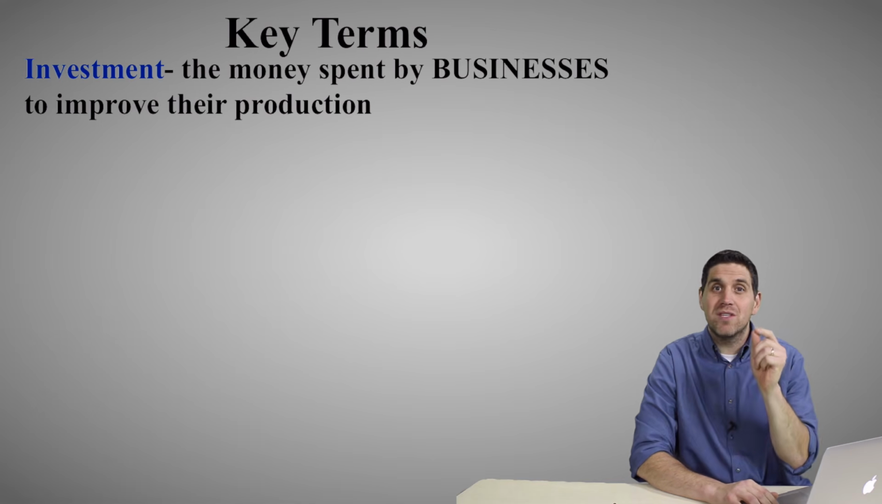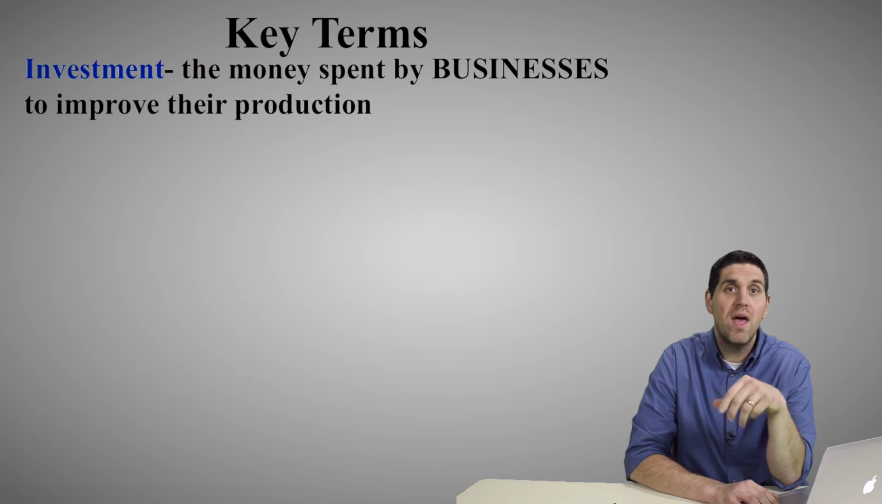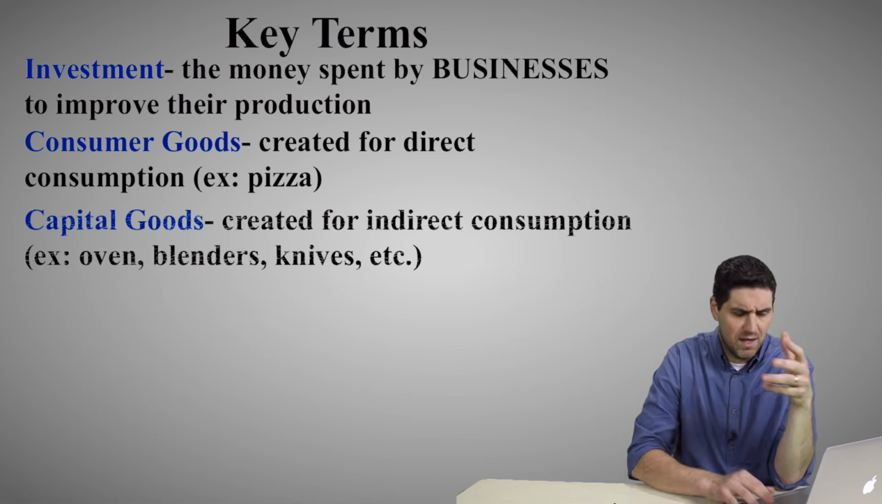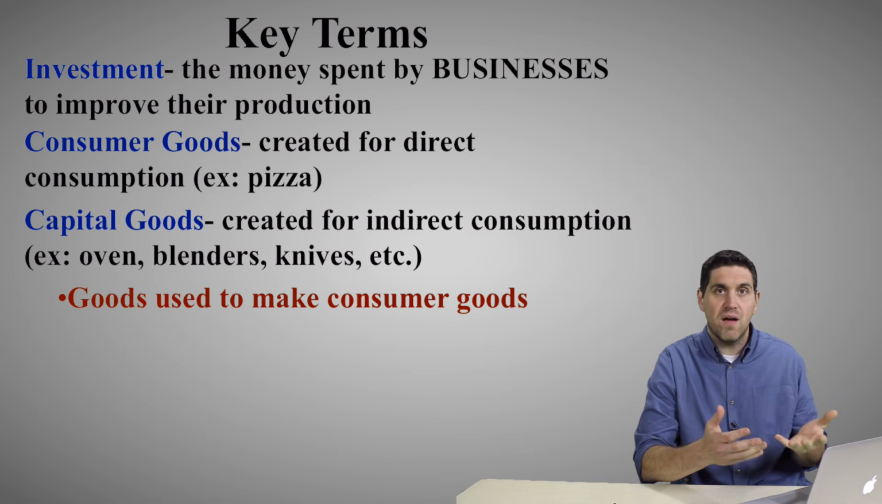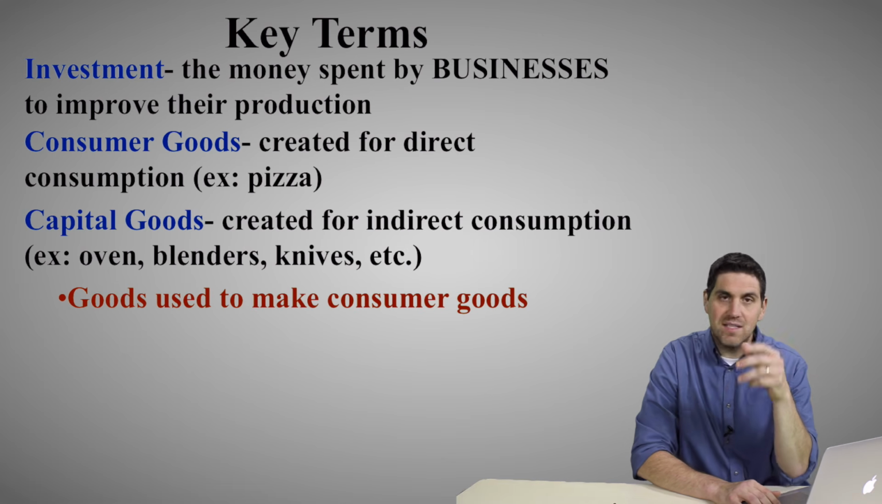Now, I use this term capital. You're going to see that too. A lot of people think capital is money. No, no, no. There's actually 2 types of goods. There's consumer goods, which are made for direct consumption, like pizza, and there's capital goods. Capital goods are tools, machines to produce stuff. So blenders, ovens, knives, those are the things for a pizza company, that's their capital.